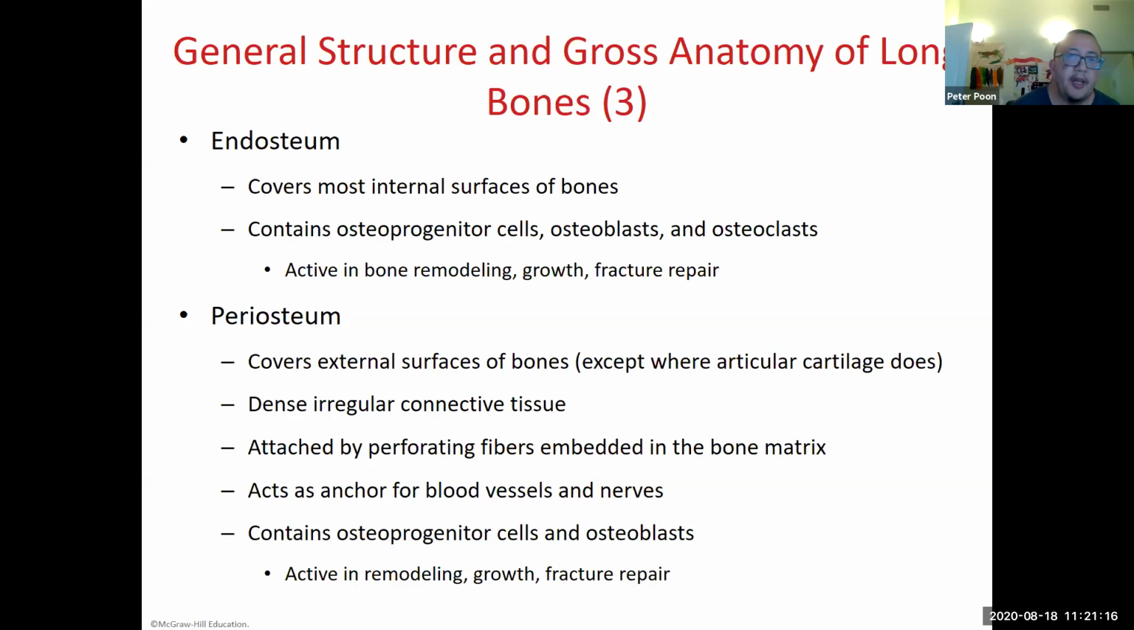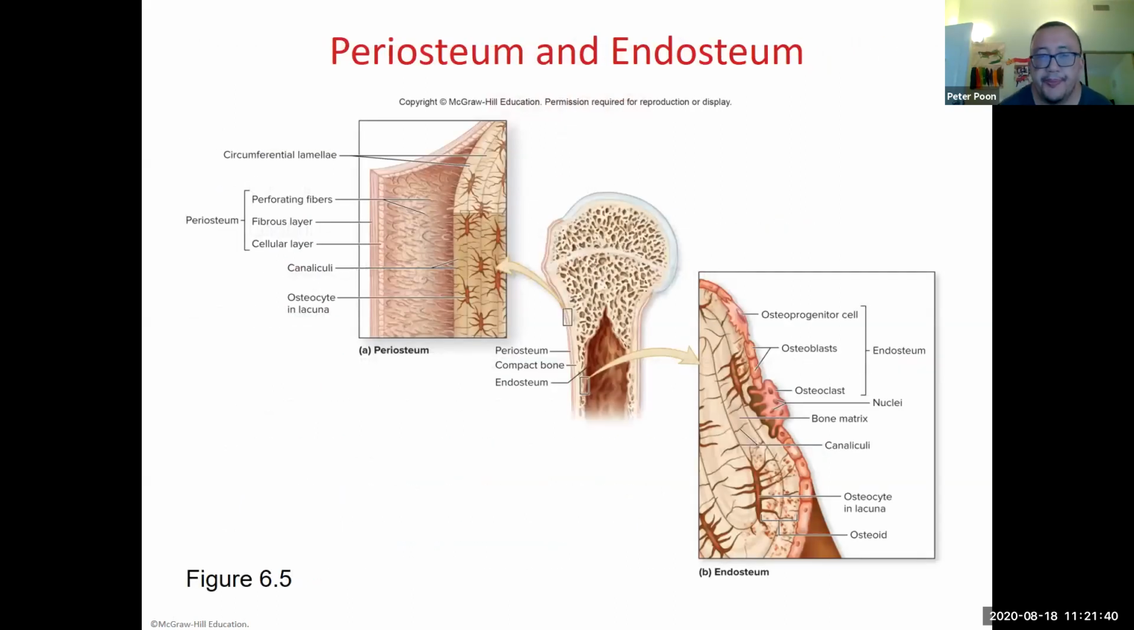It contains osteoprogenitor cells, which we'll get into, the types of cells, osteoblasts and osteoclasts. So here you have all these cells on both sides that are for building bones. So you build bones from the outside, and you build from the inside as well. So here is the periosteum. Here is the endosteum.